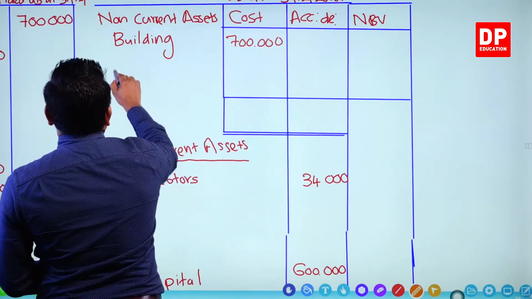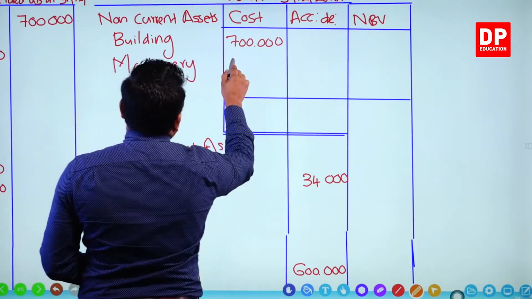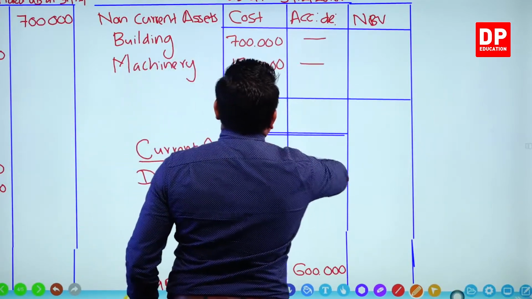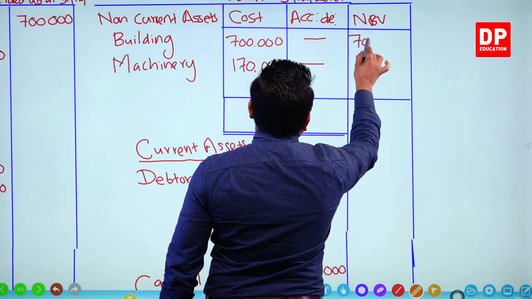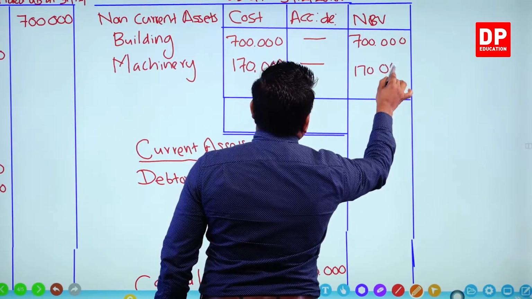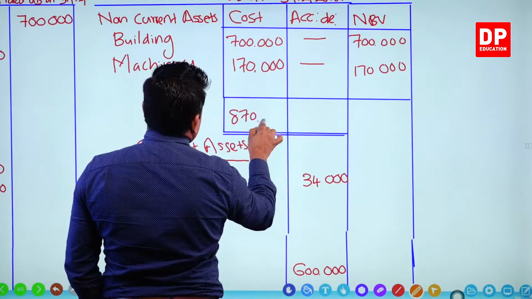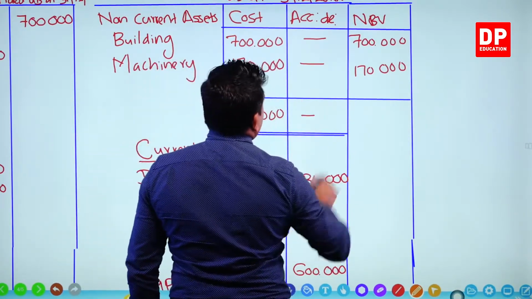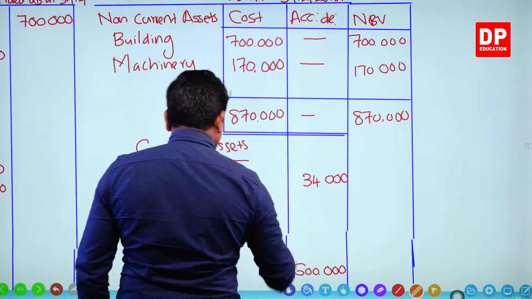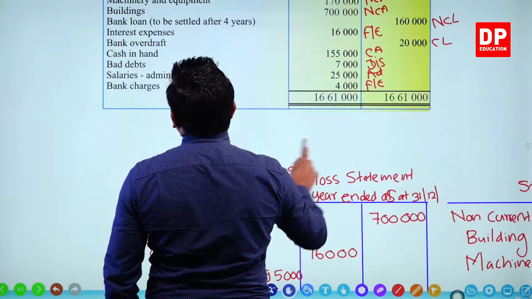Then machinery, how much? Machinery 170,000. No accumulated depreciation given, so the same value we write here. Machinery 170,000. If you want, you can get the total at once: 870,000. Here 0. Here 870,000. Okay, now machinery and buildings finish, right?